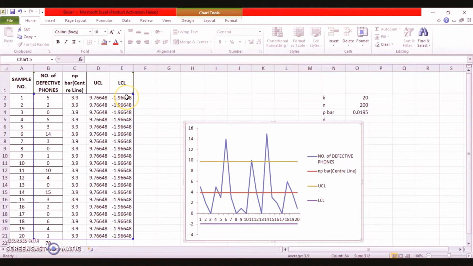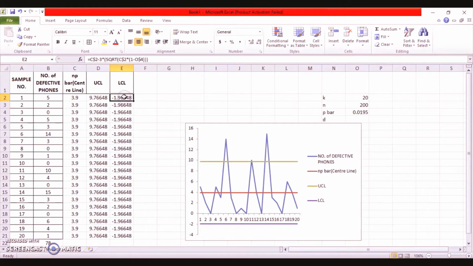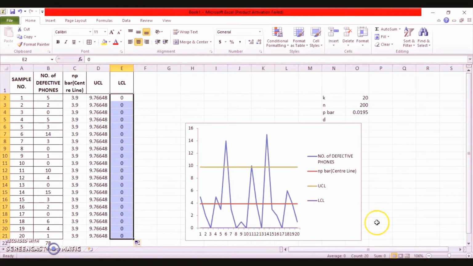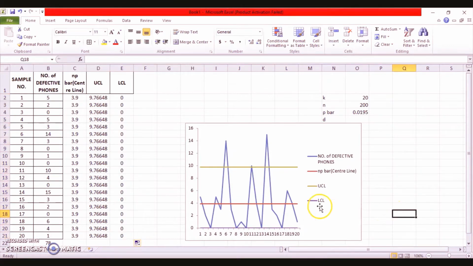First thing that we need to improvise in this is your lower control limit, because it is negative and we have learned that negative values are not acceptable. So what we do, we will select the values and replace it with 0, right? And this is the basic picture of your NP chart.